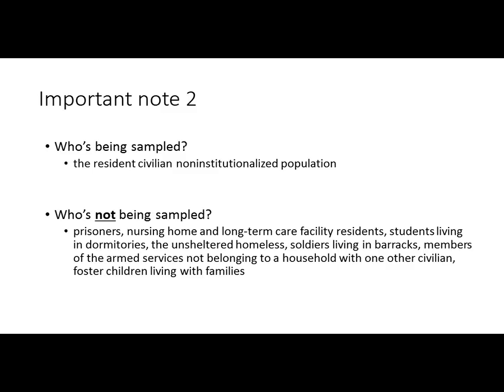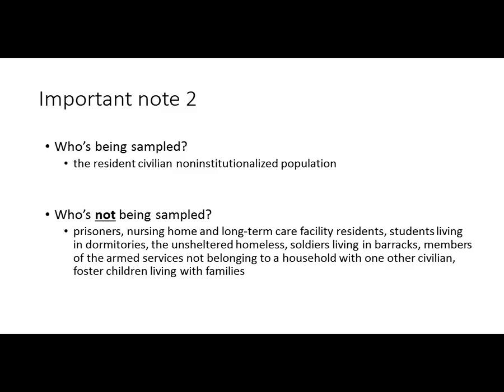The military are also another large group of people who are not, for the most part, included in the sample. Anyone living in group quarters or barracks is not included in the sample. And if a member of the armed services doesn't live in a barracks, but doesn't belong to a household with at least one other civilian, then they would not be included in the sample.